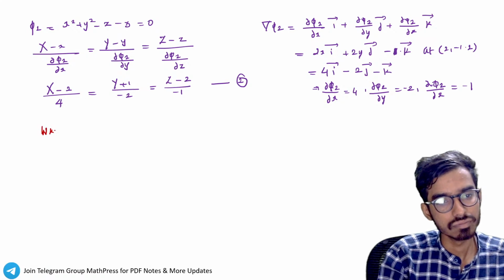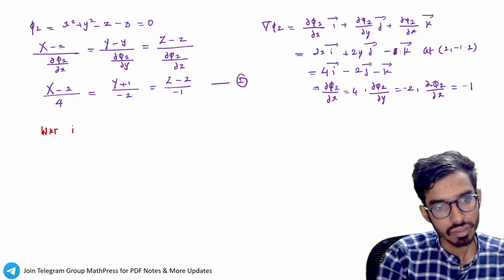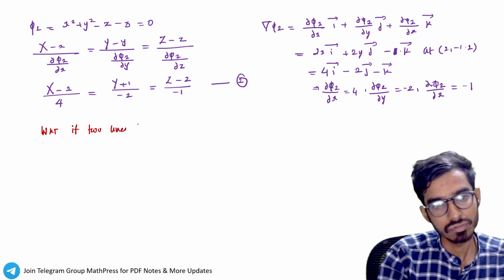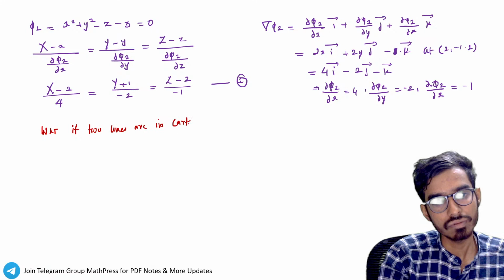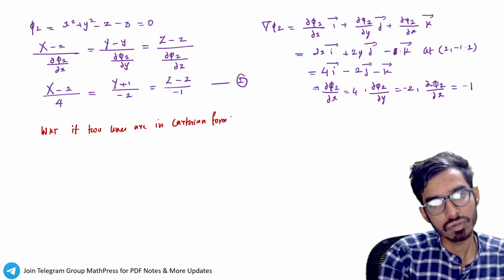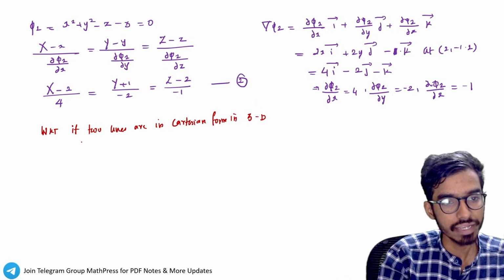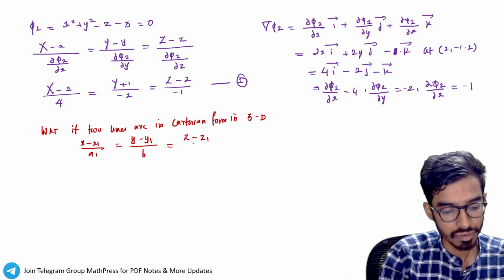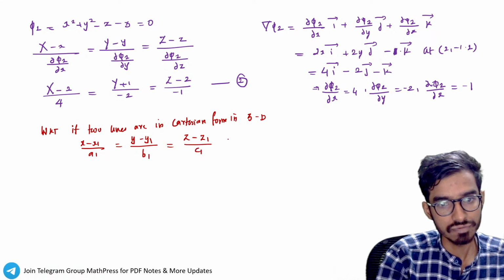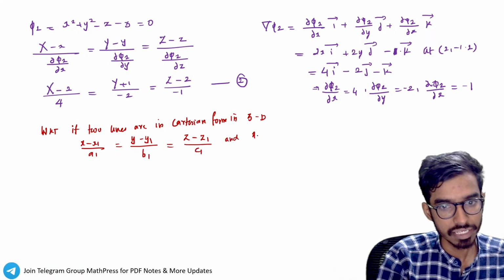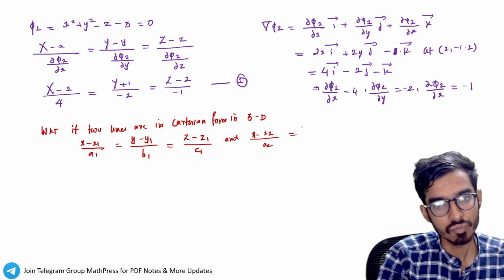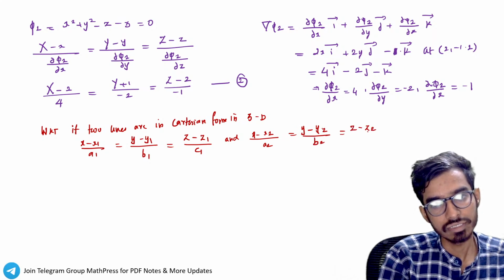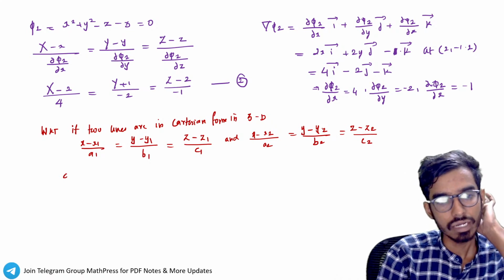So we know that if two lines are in Cartesian form in 3 dimensions, let's say the first line is (x minus x1) by a1, (y minus y1) by b1, (z minus z1) by c1. This is the first line. And the second line is (x minus x2) divided by a2, (y minus y2) divided by b2, (z minus z2) divided by c2. Angle between them, right?